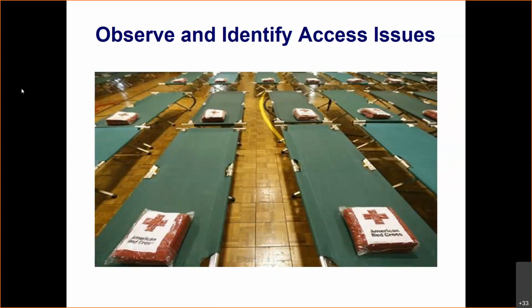And this is very similar. We'll do this one quickly. It's very similar to the last one in terms of space between cots. But looking at this specifically at the cots themselves, would these cots be workable for people with access and functional needs? And so, Sherry, we'll go ahead and go to the next slide.